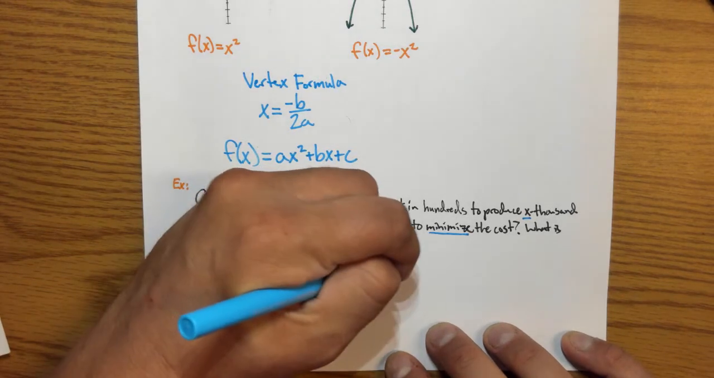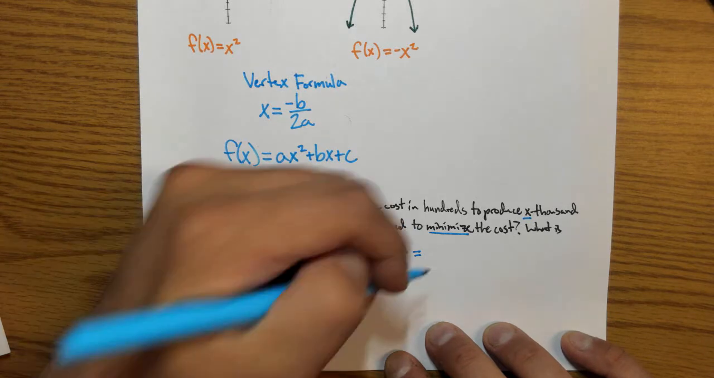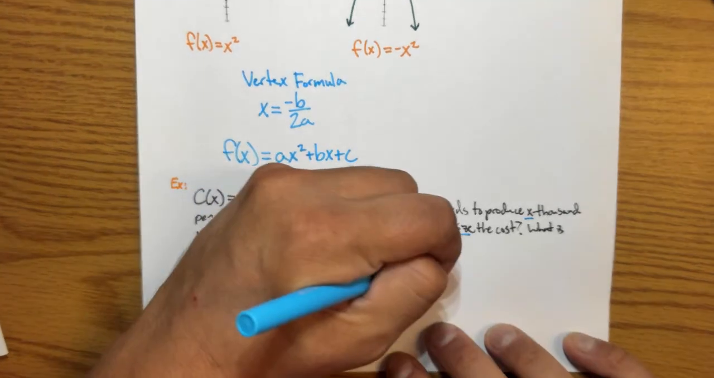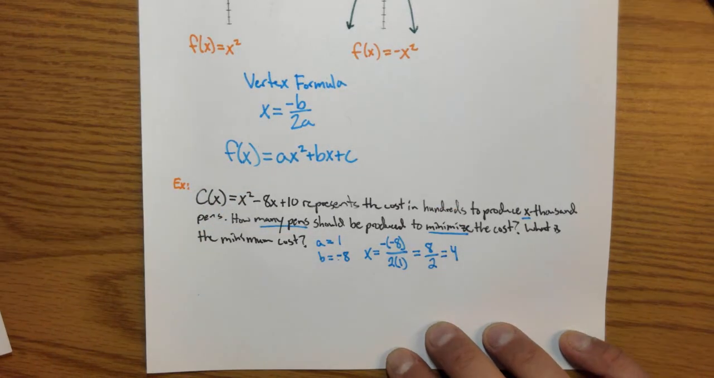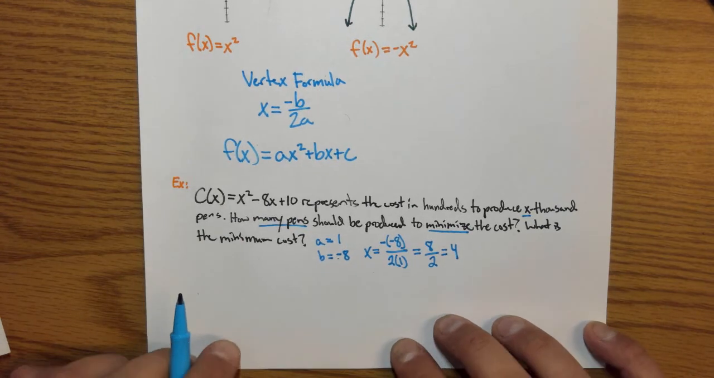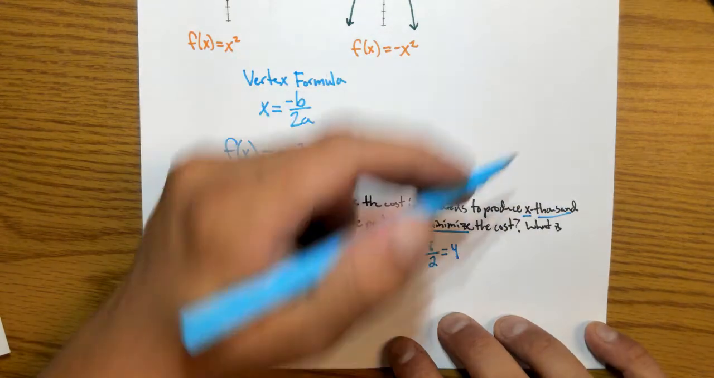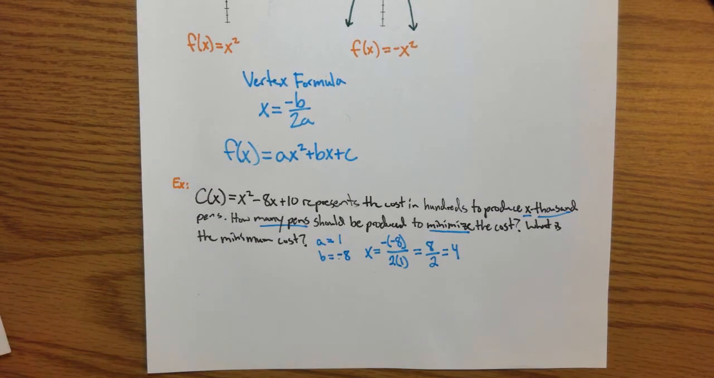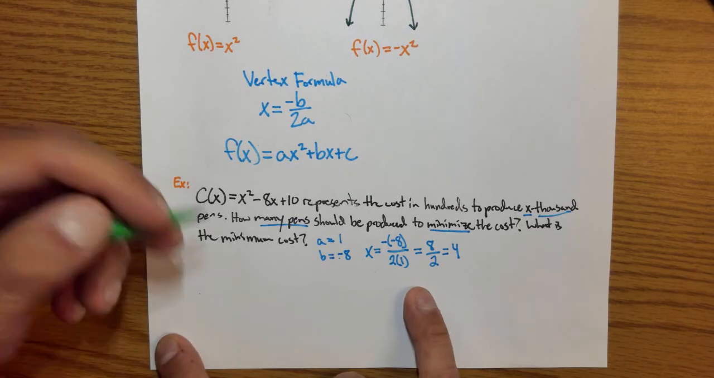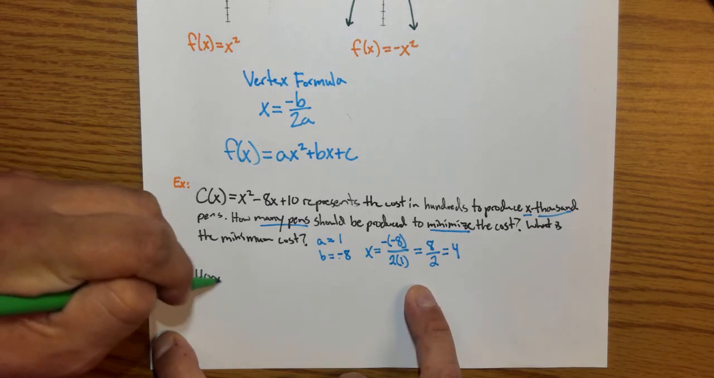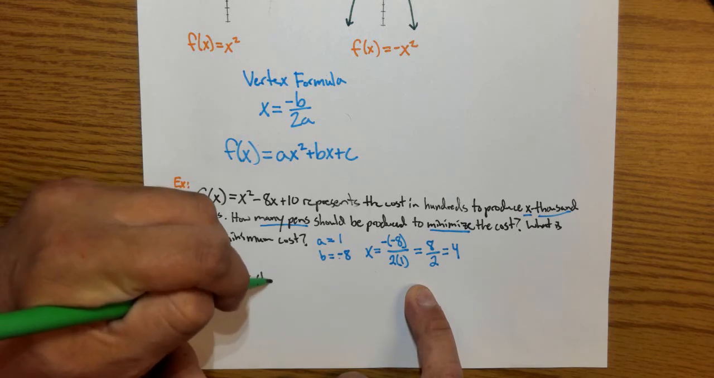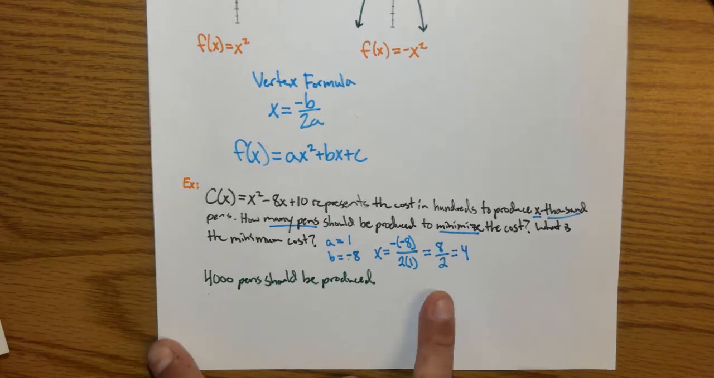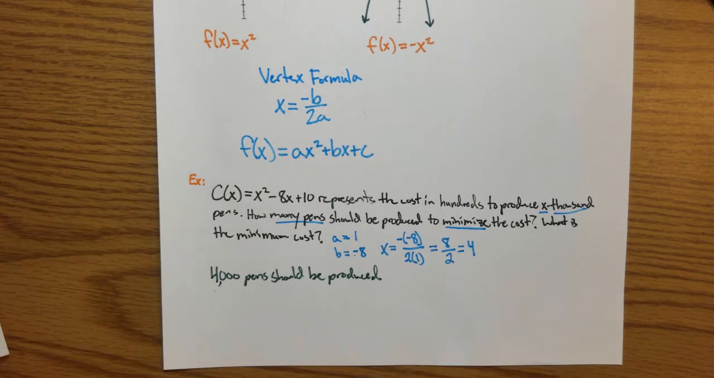And, well, we can simplify this. Negative times negative 8 is a positive 8. Divided by 2 times 1, which is just 2. 8 divided by 2 is 4. So how many pens should be produced to minimize the cost? Well, this is in thousands, right? So this isn't 4. It represents 4,000. So our answer for the first question is 4,000 pens should be produced to minimize the cost.